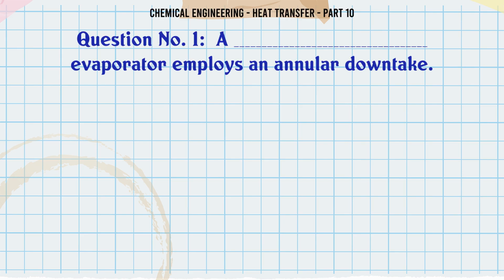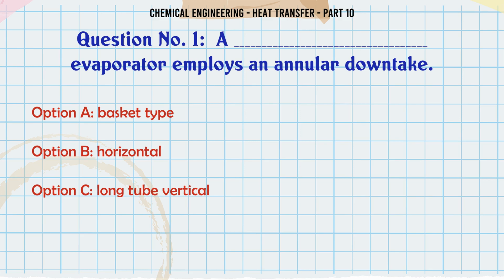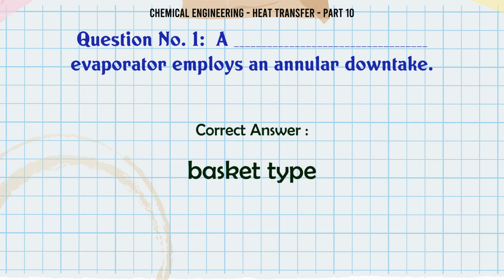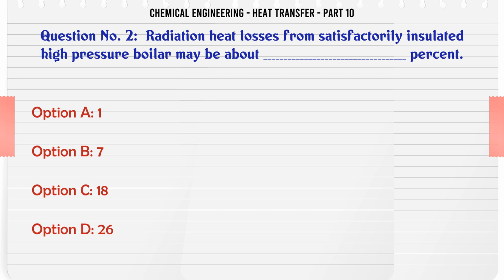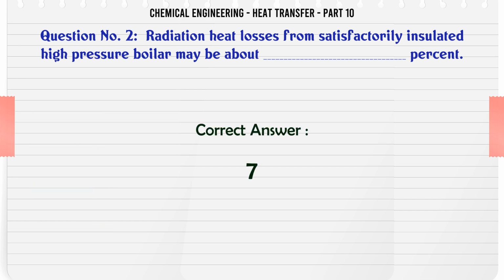An evaporator employs an annular downtake. A. Basket type. B. Horizontal. C. Long tube vertical. D. None of these. The correct answer is basket type. Radiation heat losses from satisfactorily insulated high-pressure boiler may be about ___%. A. 1, B. 7, C. 18, D. 26. The correct answer is 7.